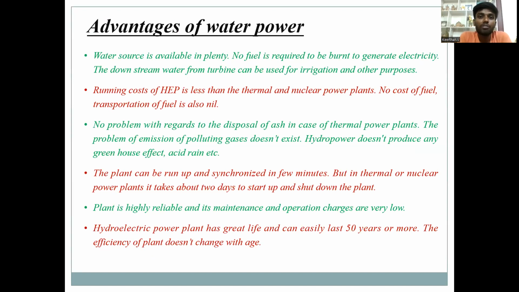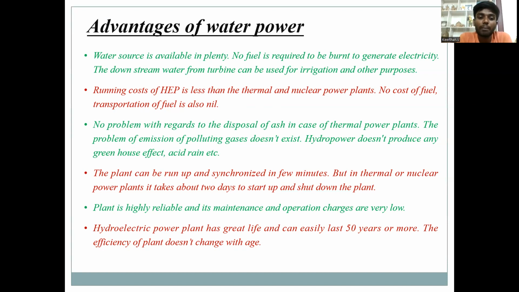Now, a few advantages of water power. Water sources are available in plenty. No fuel is required to be burnt to generate electricity. The downstream water from the turbine can be used for irrigation and other purposes. The running cost of a hydroelectric power plant is less than thermal and nuclear power plants. No cost of fuel, and transportation of fuel is also nil. No problem with regard to the disposal of ash, as in thermal power plants. The problem of emission of polluting gases doesn't exist. Hydropower doesn't produce any greenhouse effect, acid rain, etc.